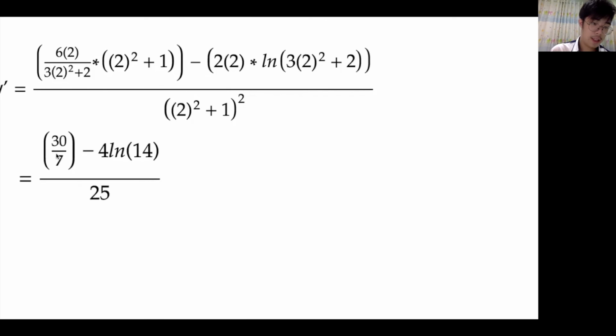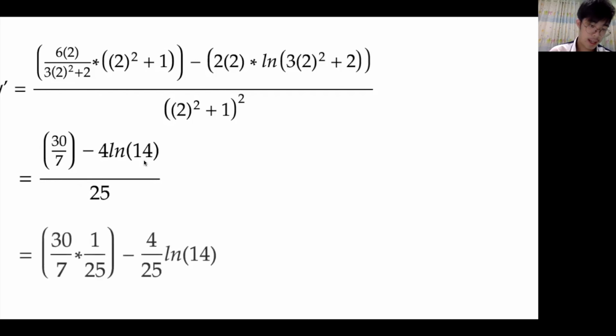Now 30 over 7 is then divided by 25, or you can just multiply by 1 over 25, and negative 4 ln 14 is then multiplied by 1 over 25. And it goes something like this. And you do the cancellation method. Divided by 5 becomes 6, divided by 5 becomes 5. You're going to get 6 over 35 subtract 4 over 25 ln 14.